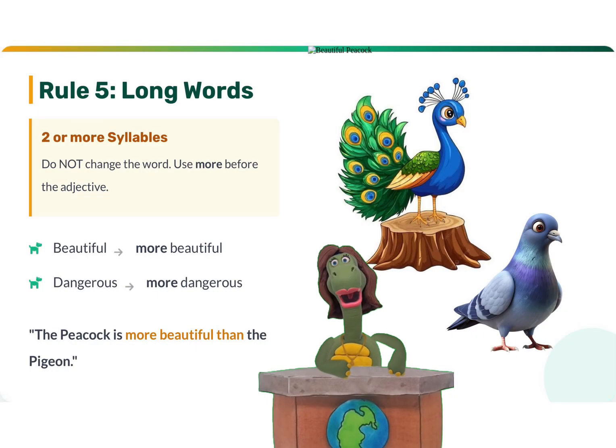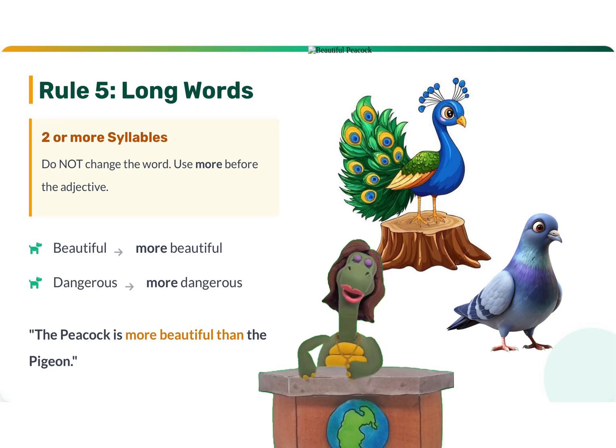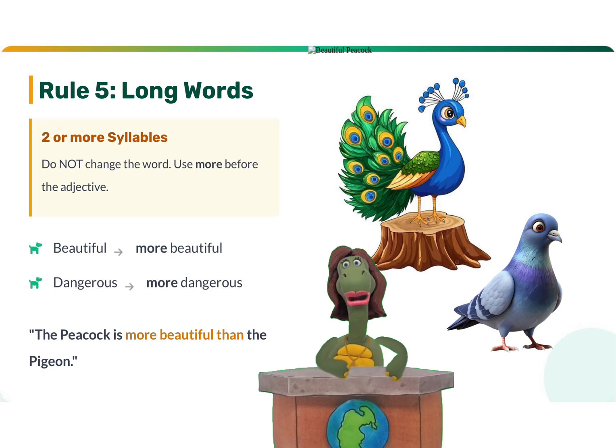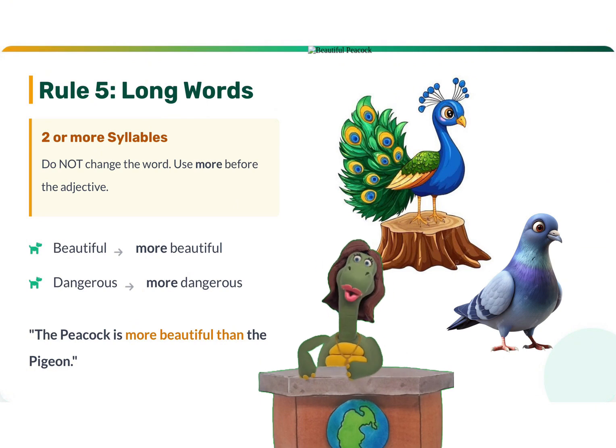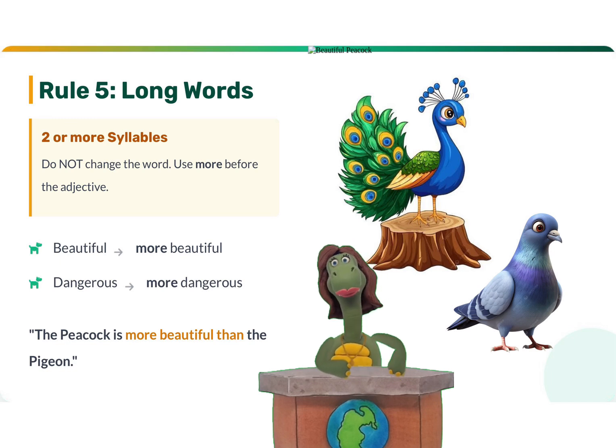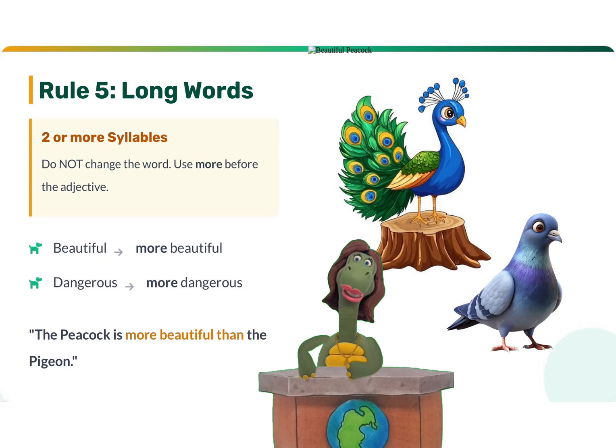Now for Rule 5, long words, which are adjectives with 2 or more syllables. For these adjectives, you do not change the word. Instead, you use the word more before the adjective. So, beautiful becomes more beautiful, and dangerous becomes more dangerous. Our example shows a peacock and a pigeon. The peacock is more beautiful than the pigeon.